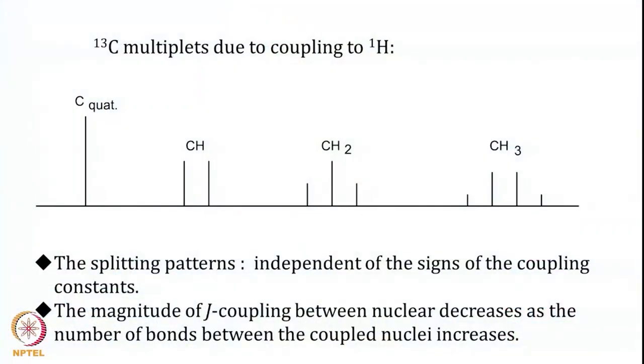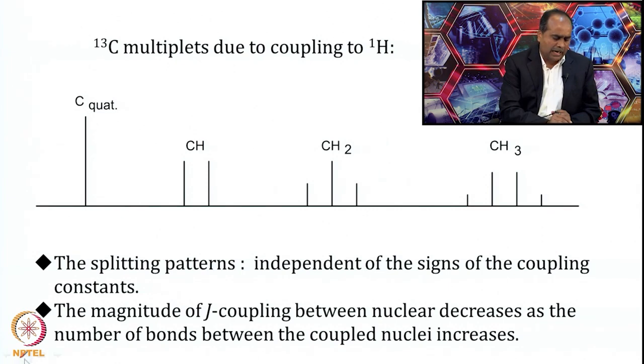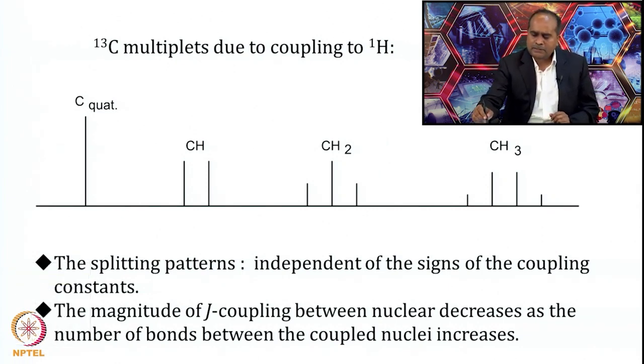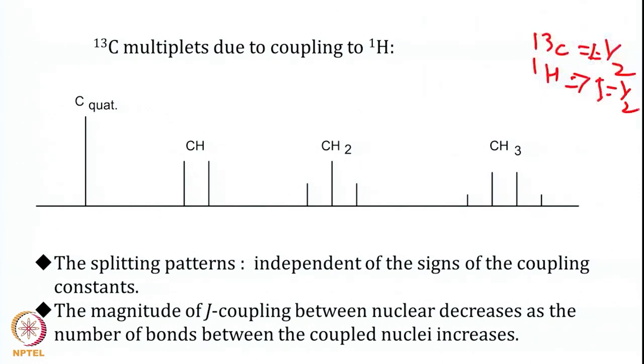Now let us look at some heteronuclear splitting patterns. Suppose we take a molecule where we are detecting carbon 13 and it is coupled with proton. Carbon 13 has spin I equal to half, and for proton also the spin is half. Now, how does this coupling happen? For a CH3 group, that carbon is coupled with 3 protons of spin half, and these 3 are equivalent, therefore the carbon signal will be split into 4 lines with the ratio 1:3:3:1.